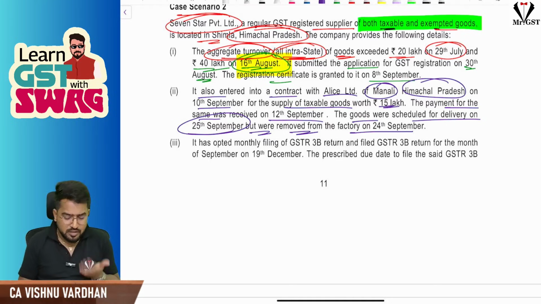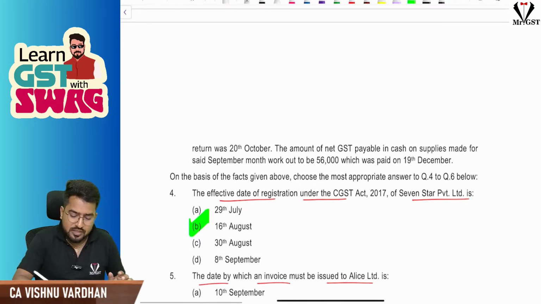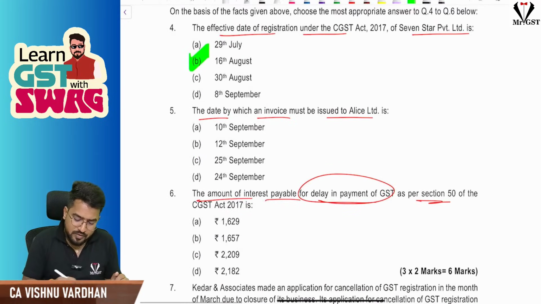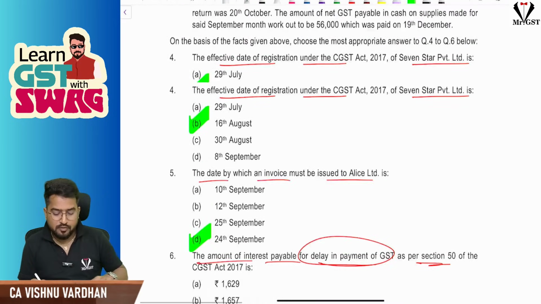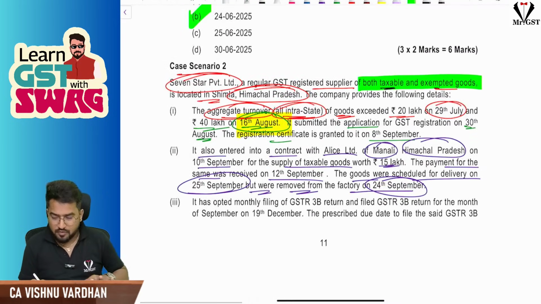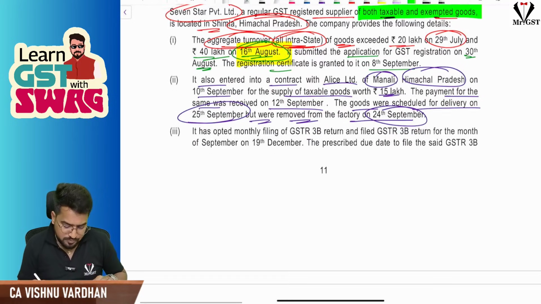Sir, movement is involved here. When the movement is involved, the invoice is due on or before the removal of the goods. So, the removal is happening on 24th September. So, the answer is 24th September, the date by which the invoice must be issued. 24th September. Perfect. Okay, that is the concept.